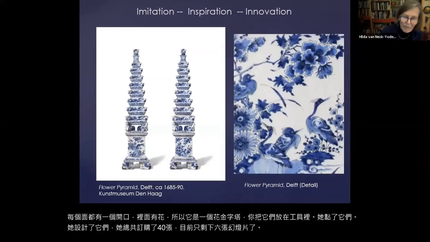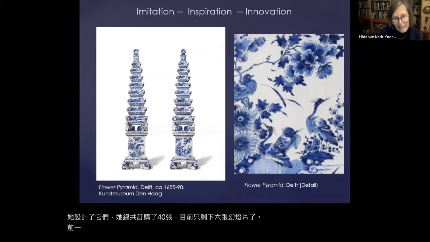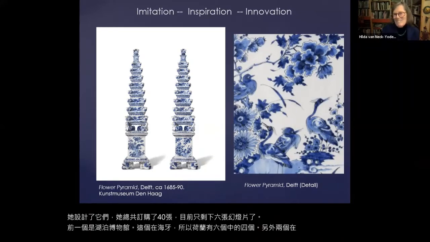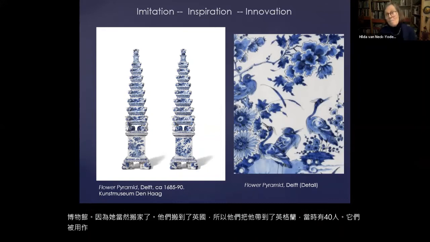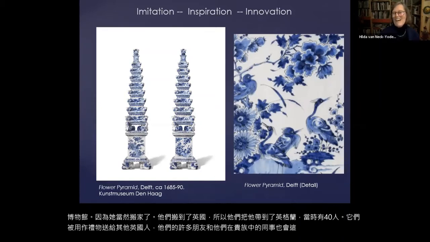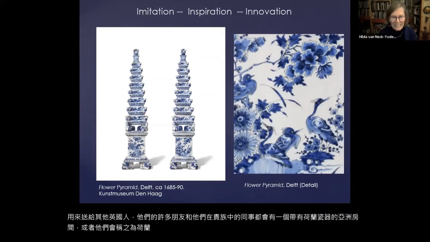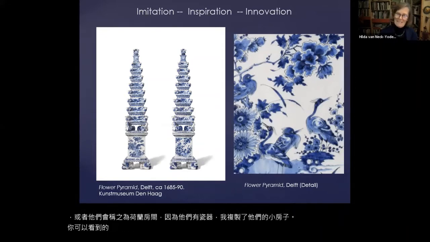The previous one was the Rijksmuseum. This one is in The Hague. So Holland has four of the six. The other two are in the Victoria and Albert Museum because, of course, they moved to England. So they had them in England, and those 40 they used as gifts to other English people. Many of their friends and colleagues in the nobility would have an Asian room with Dutch porcelain, or they would call it the Dutch room because they had the porcelain in it. I copied their little image there, and you can see how beautifully they were painted. Next slide, please.